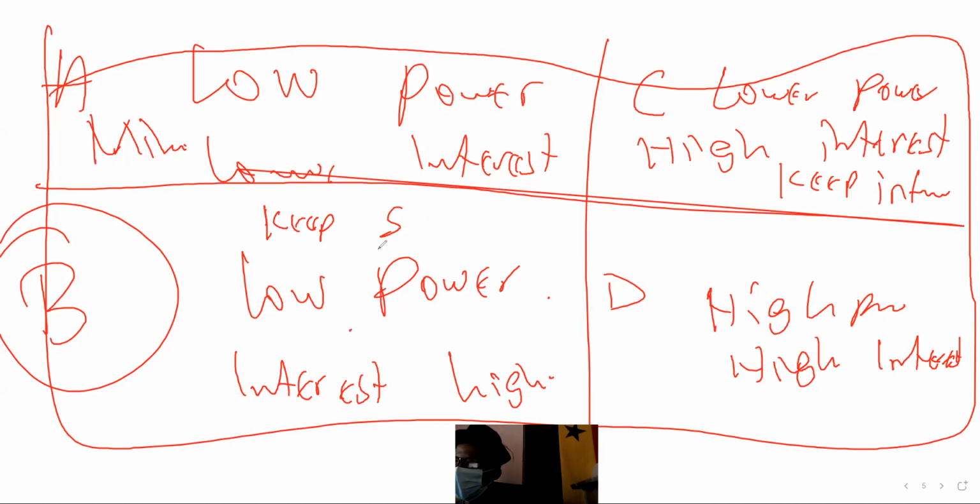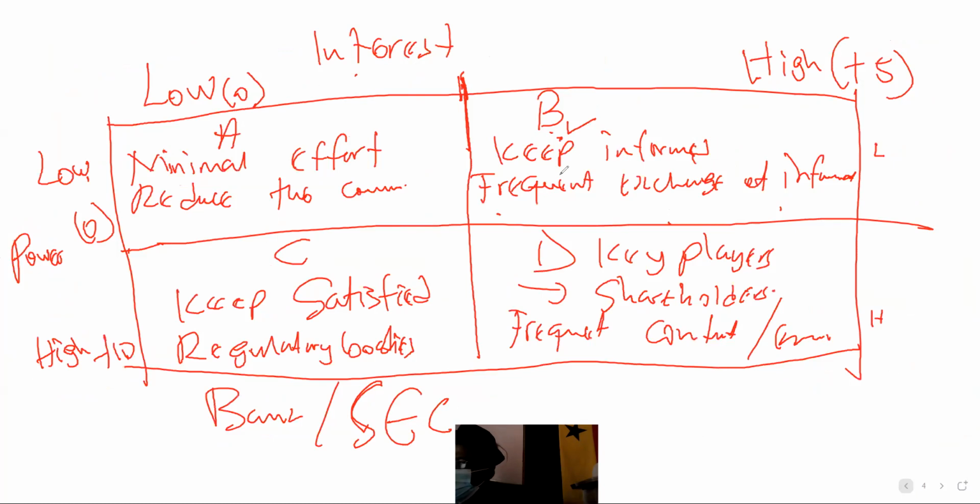I can see low power, low power here. This one is supposed to be high power. This one is high power. The quadrants: this is A, this is B, C, and D. Yes. Let's go to B.